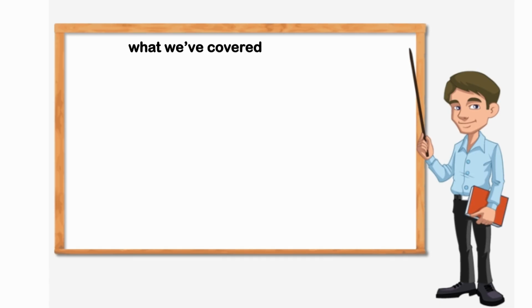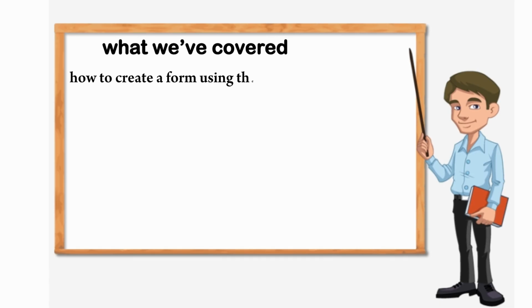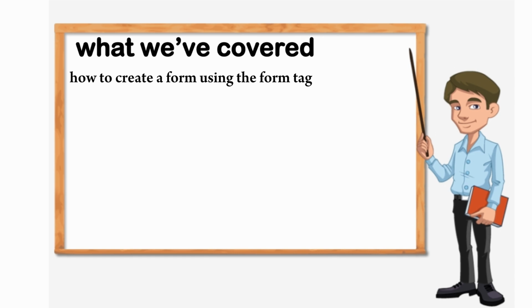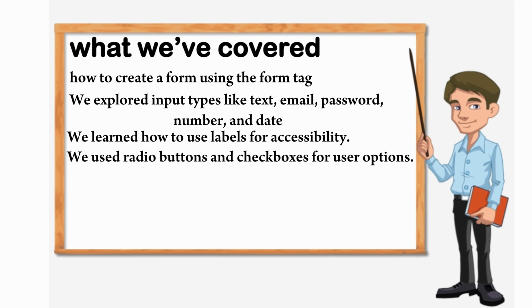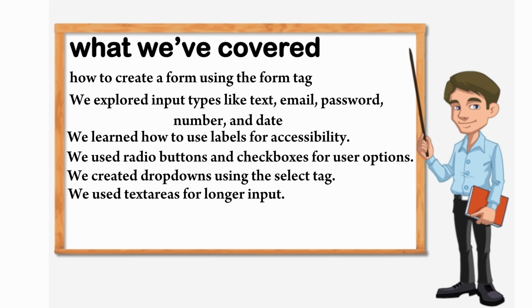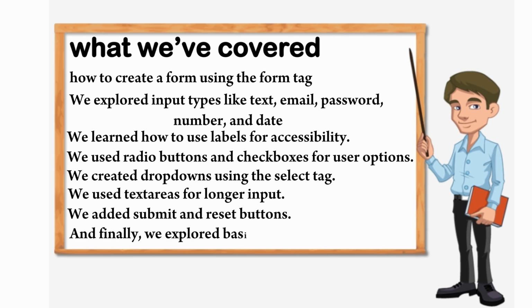Let's quickly review what we've covered. We learned how to create a form using the form tag. We explored input types like text, email, password, number, and date. We learned how to use labels for accessibility. We used radio buttons and checkboxes for user options. We created dropdowns using the select tag. We used textareas for longer input. We added submit and reset buttons. And finally, we explored basic HTML validation.